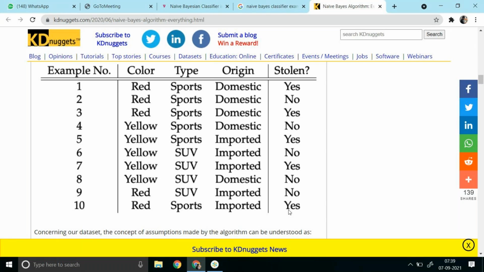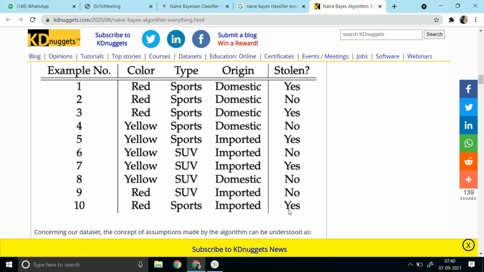Here one small doubt. In sports we have 6 sports and 4 SUV. In color, we had all 5, 1, 5. So whether we have to consider only stolen as a reference, or type as a reference? Type as a reference, you cannot consider that one. Let it be 4 or 5, because when you do yes, you have to check how many yes are there.